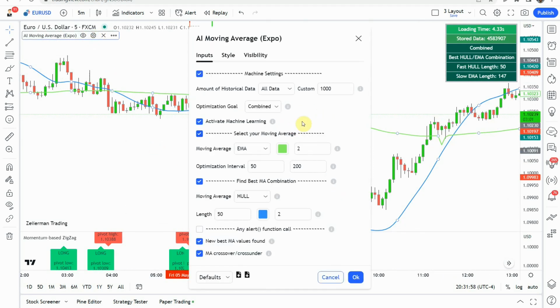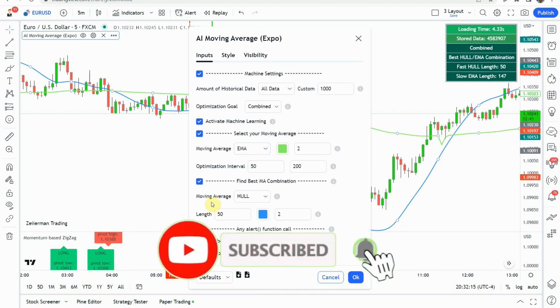Now we are going to change some settings on this just a little bit here. So the amount of historical data, we're going to put that on all data right there. We are then going to change the optimized goal to combined. We're going to change the first moving average to an EMA, the second moving average to the whole moving average.